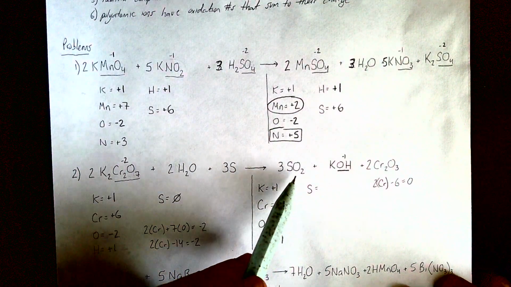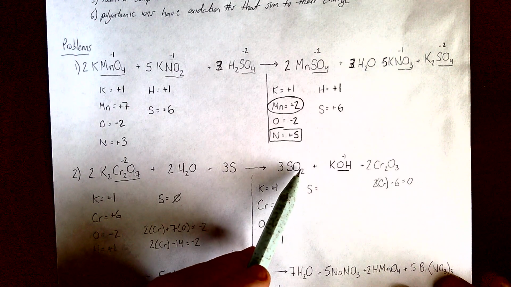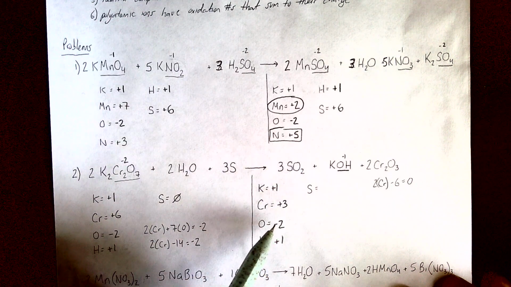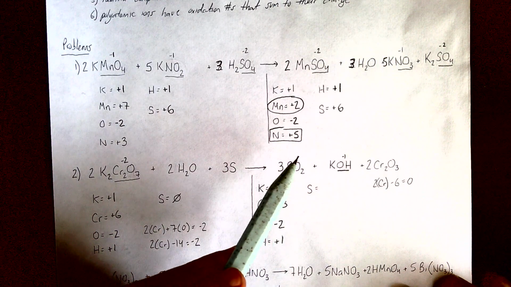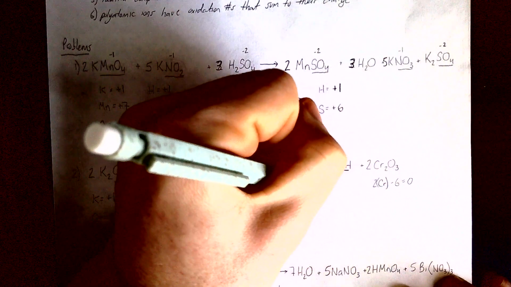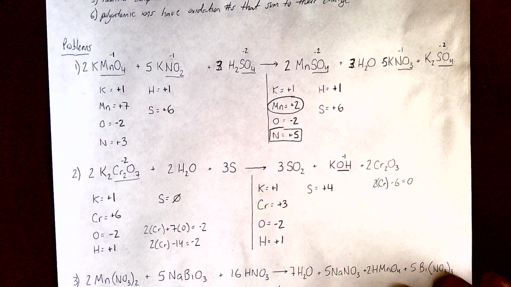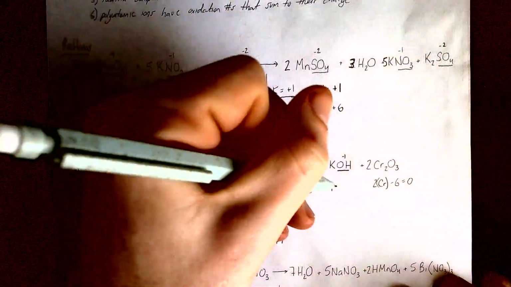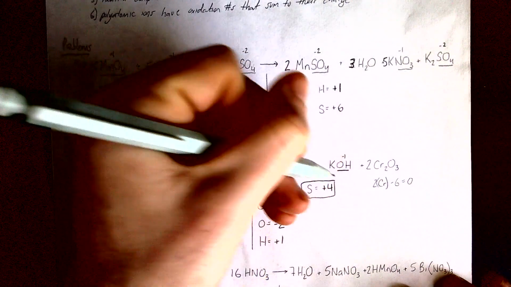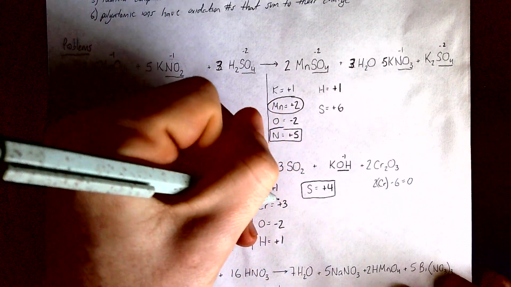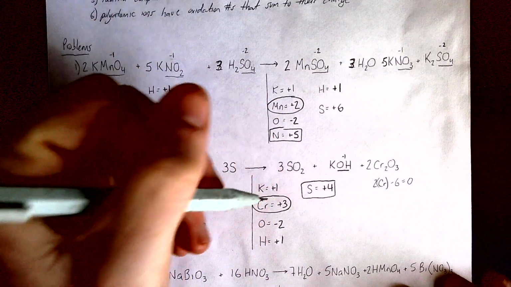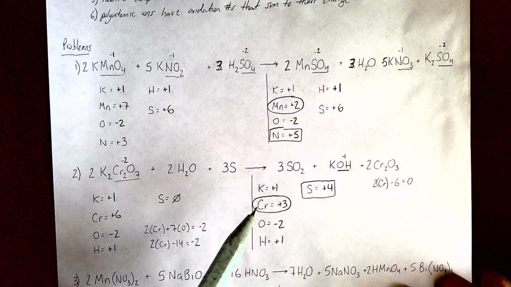Sulfur, on this side, is bonded to 2 oxygens. Each oxygen is minus 2, so the total negative is negative 4. So S minus 4 equals 0. S is plus 4. Once you finish, look for oxidation, look for reduction, and you will see S was oxidized. Its charge went up from 0 to plus 4, while chromium was reduced from plus 6 down to plus 3.